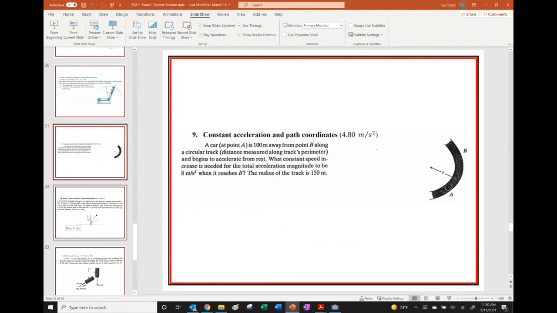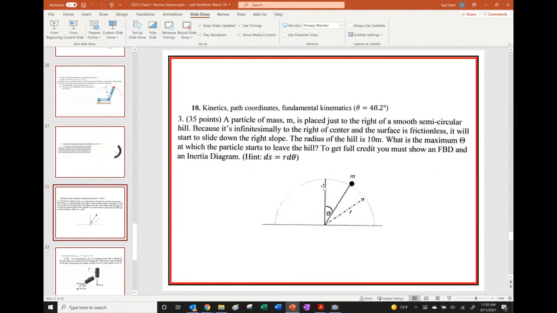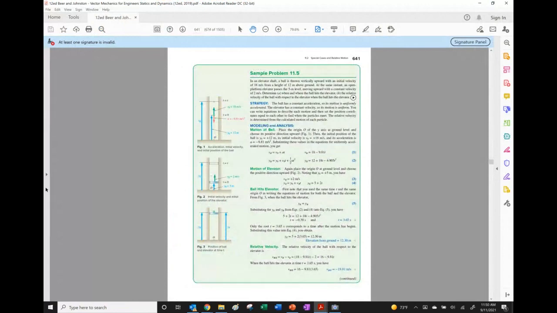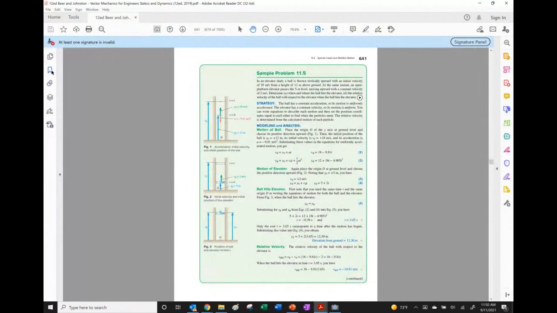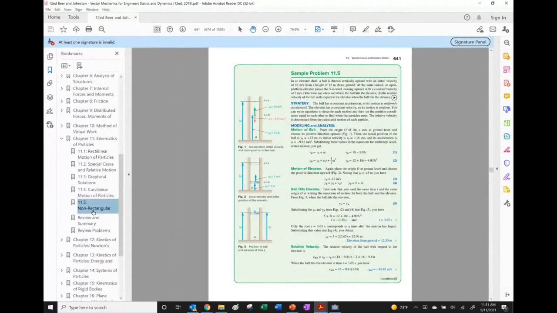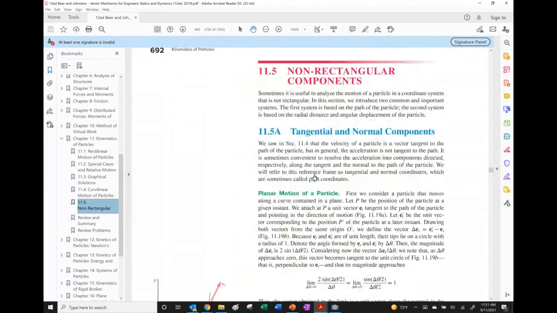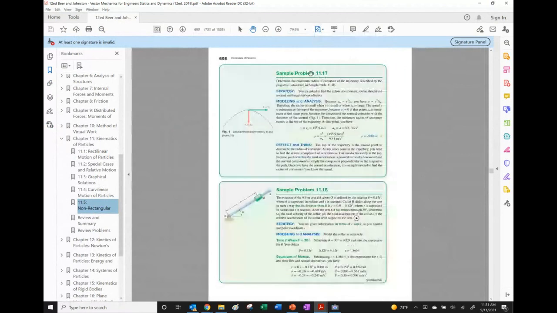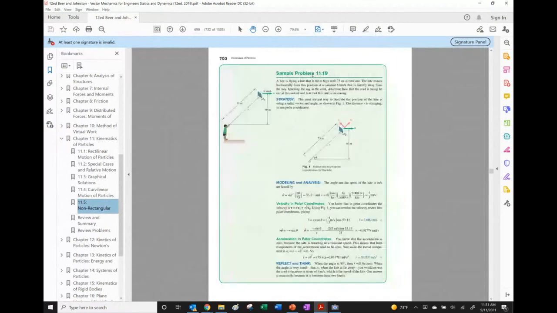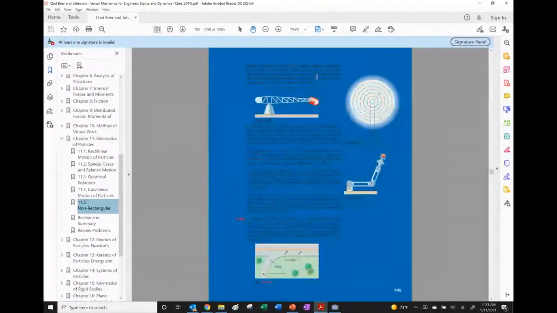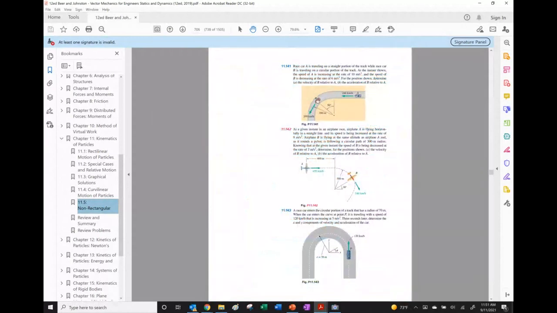Can you show us any problems from the book about coordinate transformation? Okay, I'll try to find one. A lot of times this is like living without a net. Let me see if I can find one. I'm going to go to the non-rectangular section 11.5 and look for some problems that might be useful to us.